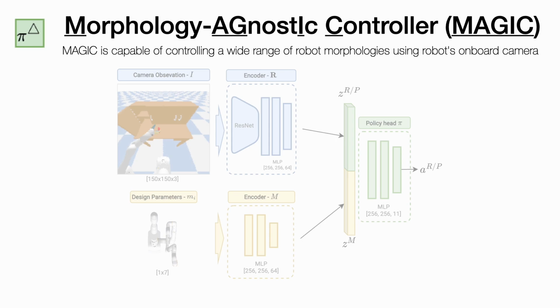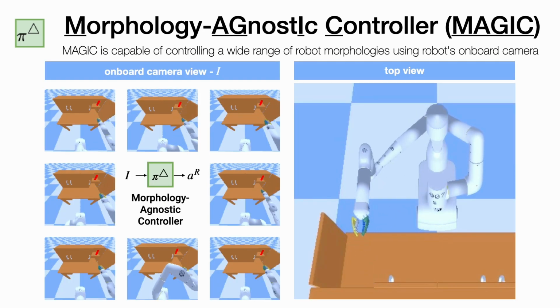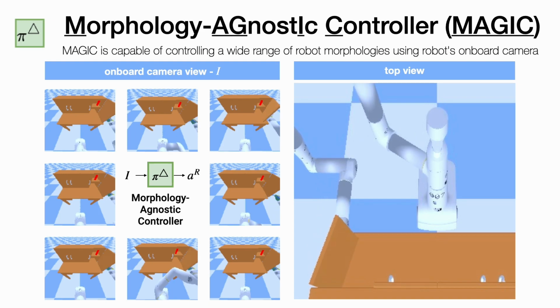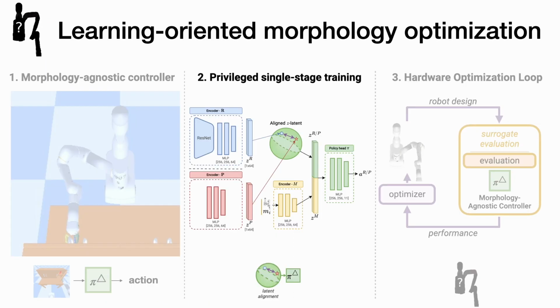Let us first look at the morphology-agnostic controller, or shortly, MAGIC. MAGIC is a key component of our learning-oriented morphology optimization framework. MAGIC uses robot onboard information and information about the robot morphology to generate the robot actions. The MAGIC policy is trained to control a wide range of robot morphologies and tasks. To train MAGIC, we introduce the privileged single-stage learning via latent alignment, or shortly PRISM, framework.